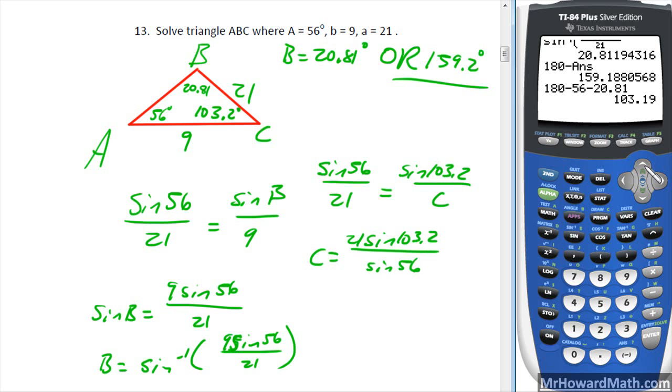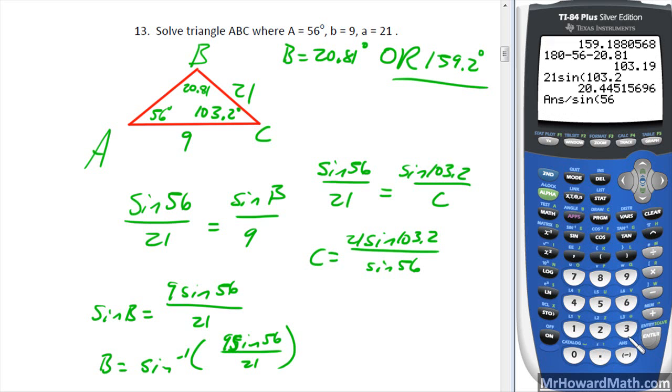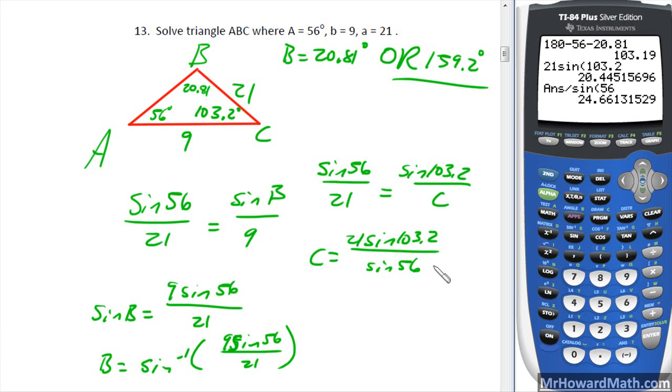Actually, that's not going to help this time. So we're going to have to type it all in. So let's do it this way. 21 sine 103.2. Divide that by sine 56. So without using the fraction button, that's how you could do it. 24.6. So that's one solution.